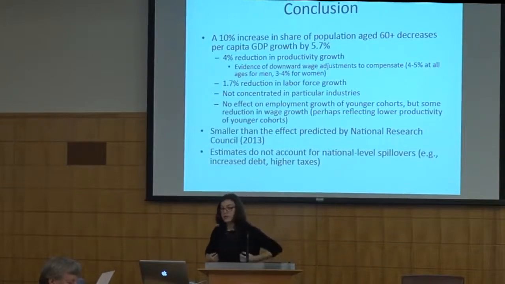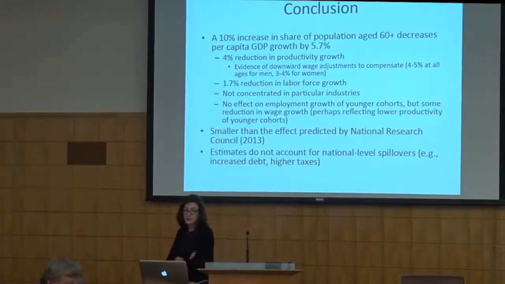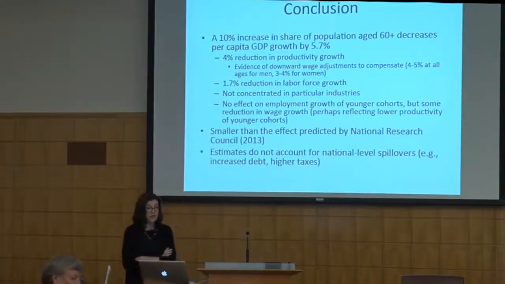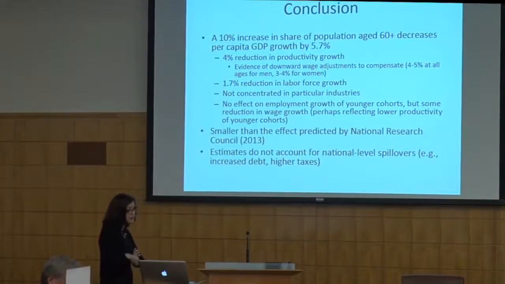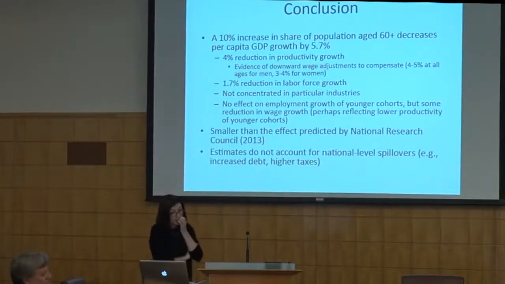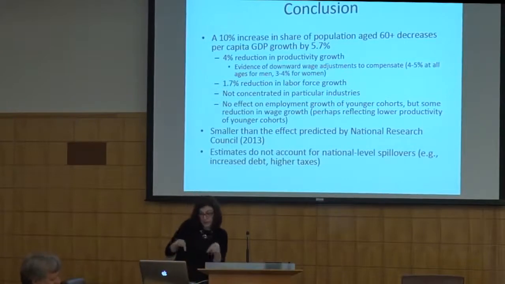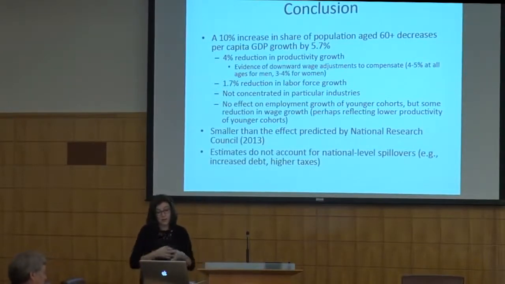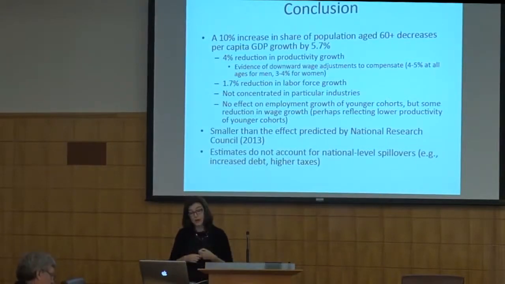The bottom line here is that we're estimating that a 10% increase in the share of the population 60 plus decreases per capita GDP growth by 5.7%. It's an elasticity that divides up into most of the effect coming from a reduction in productivity growth, and we see some evidence of adjustment in the labor market to those effects, and a smaller part coming from a reduction in labor force growth.